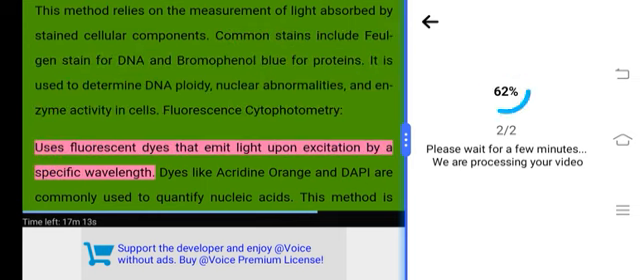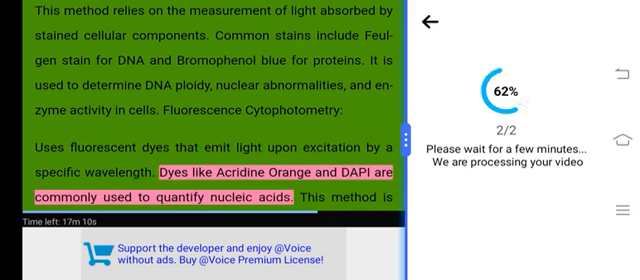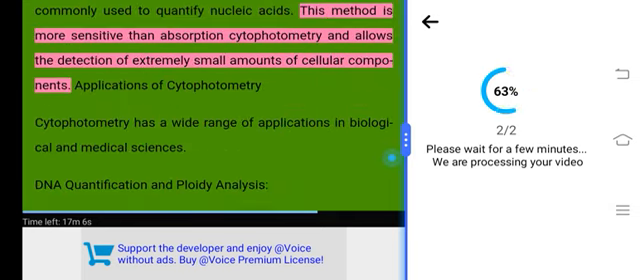Fluorescence cytophotometry. Uses fluorescent dyes that emit light upon excitation by a specific wavelength. Dyes like acridine orange and DAPI are commonly used to quantify nucleic acids. This method is more sensitive than absorption cytophotometry and allows the detection of extremely small amounts of cellular components.